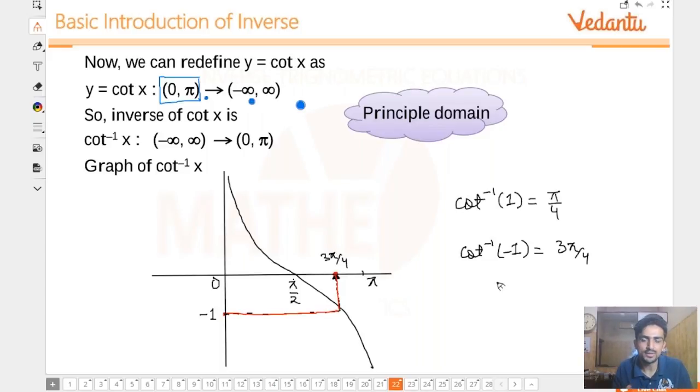How to think about it? Cot inverse -1. The angle for which cot is -1. Now, cot is 1 for pi/4. So it is -1 for 3 pi/4. Supplementary angle. Okay. So if you understand that, now you tell me this.